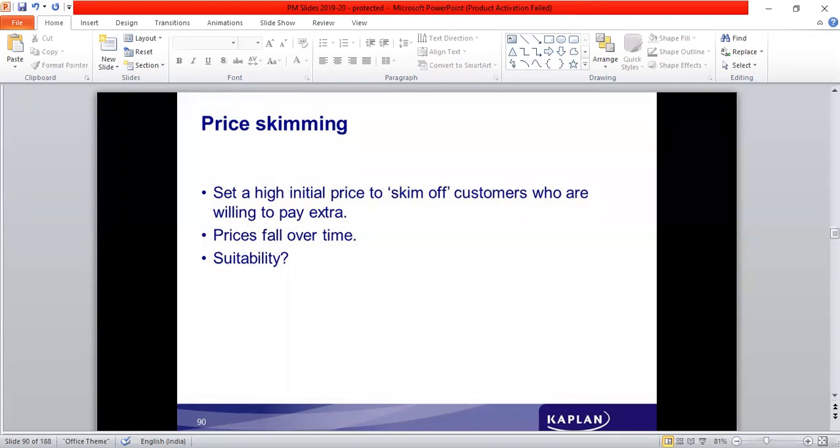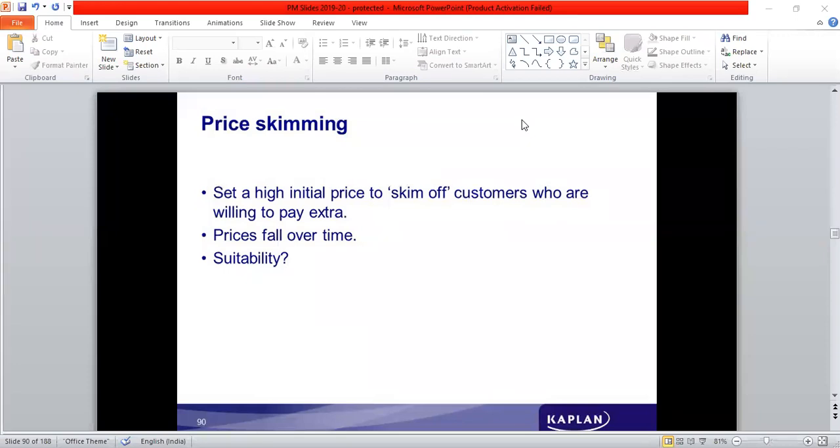Whatever model you buy, after a while, we see that the price is reduced. What is the reason? Why does it happen?